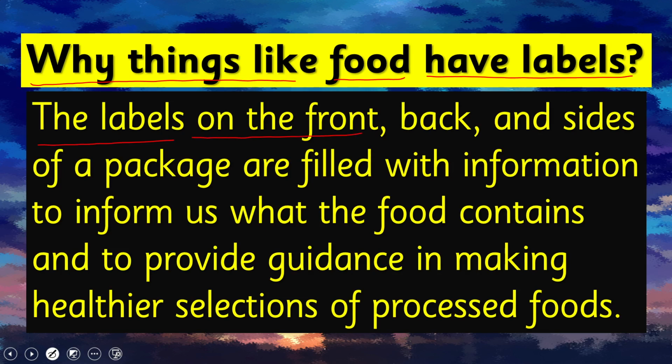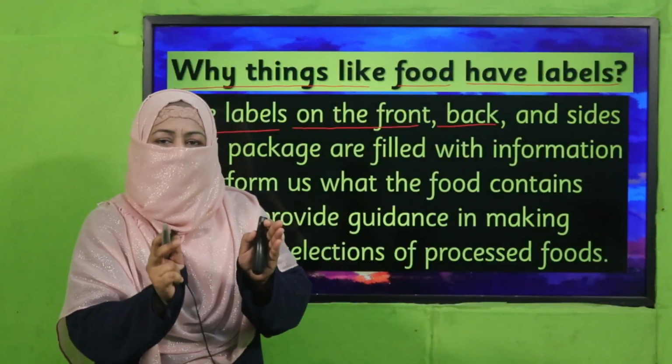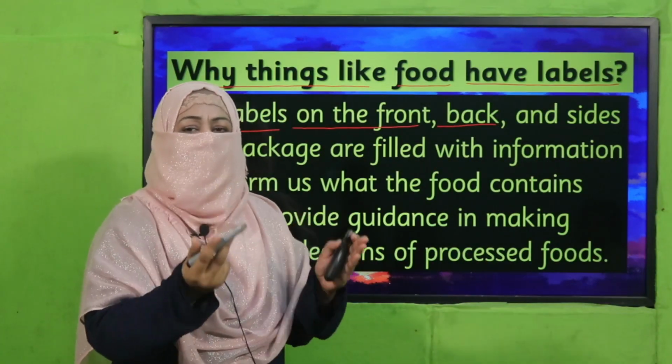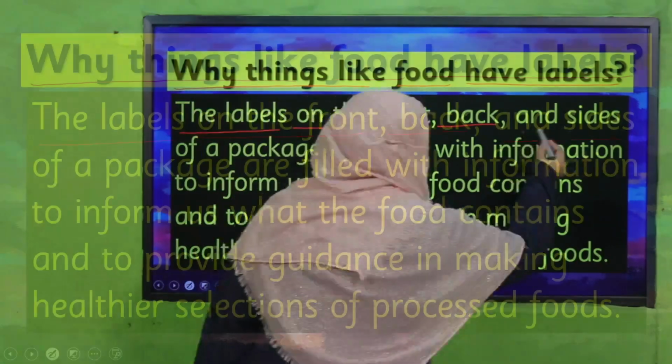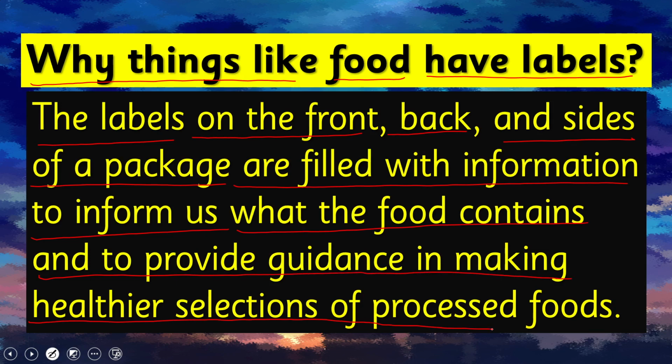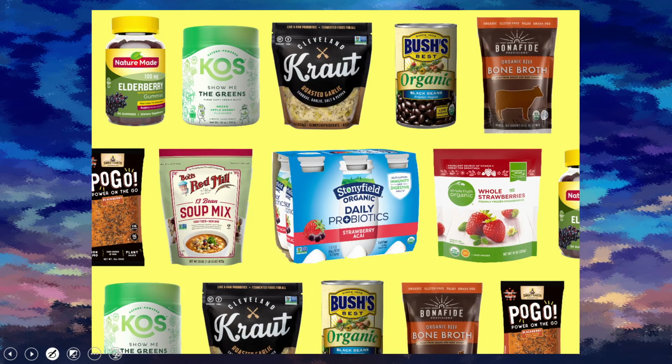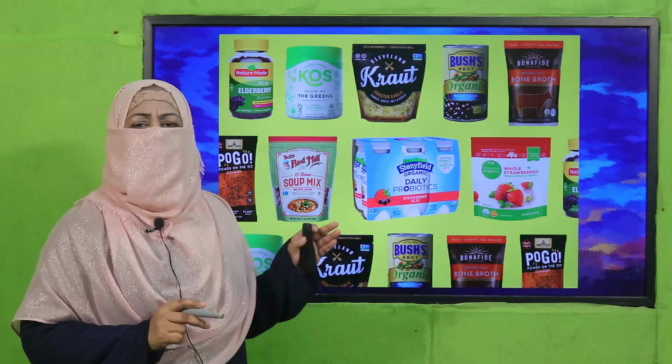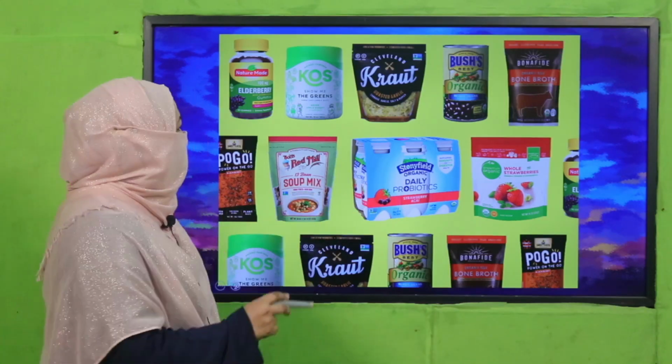The labels on the front and back. Better because it's totally wrapped. So there is one side which is the front side and the back. On both sides something is written. And the sides of the package are filled with information to inform us what the food contains and to provide guidance in making healthier selections of processed food. Okay, so this is how. There are different types of food which we can find in packing. So we should read it.